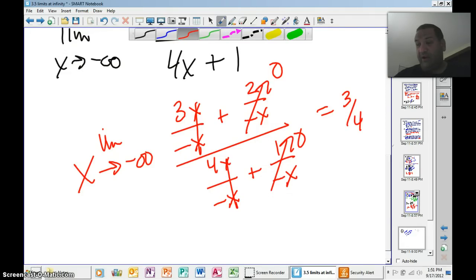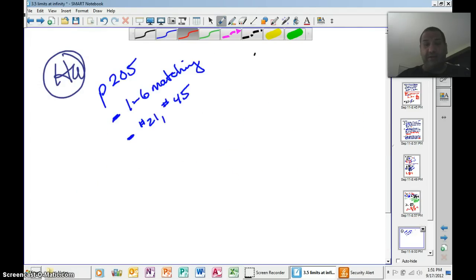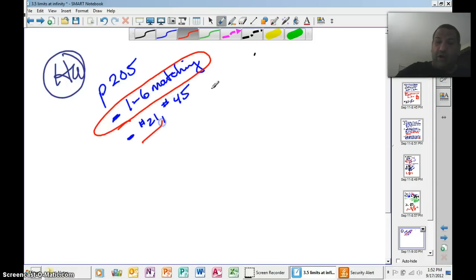This is 3-5 in a nutshell. I do have homework for you. I want to check it. It's going to be page 205, 1 to 6. This is a matching portion. They're going to give you a graph, they're going to give you some equations, and you've got to match them up. And then number 21 and number 45. Number 21 is just making sure that you're alive for this video. Alive and breathing. And 45 is rationalizing the numerator.